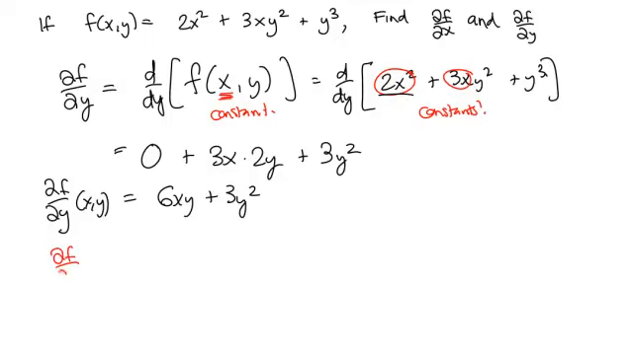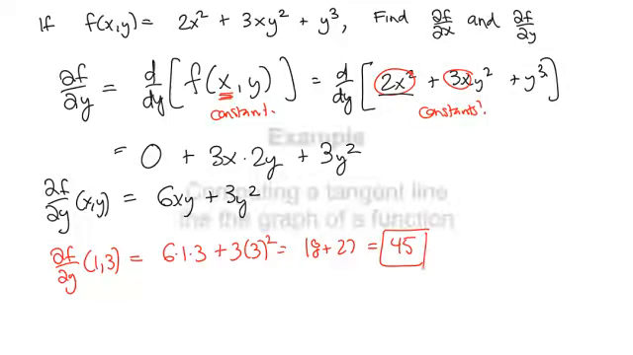Now if I were to plug in the point we had just done, the point (1, 3), this would come out to 6 times 1 times 3 plus 3 times 3 squared. That would be 18 plus 27, which is 45, which is what we got last time.